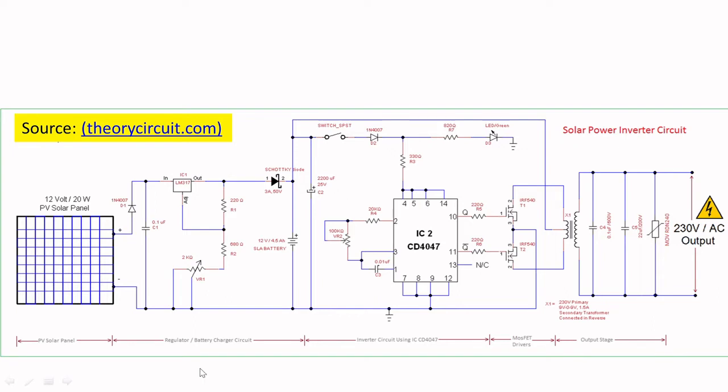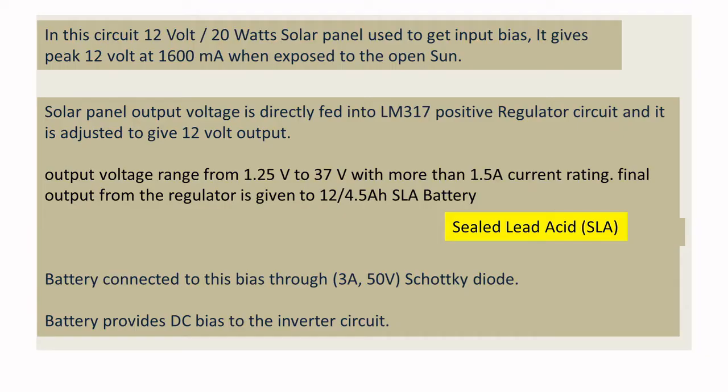Basically, you can see the PV solar panel, regulator charger unit, and inverter circuit. The functionality resembles the astable multivibrator and switching MOSFET drivers. Finally, we will have the output stage. This is the main part you want to learn, and the same thing we will try to implement in LTSpice also.